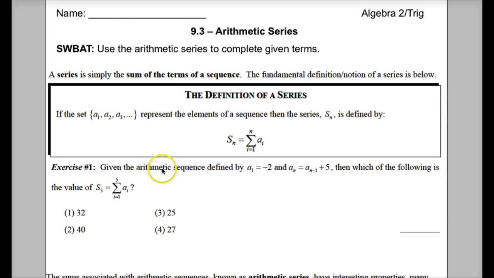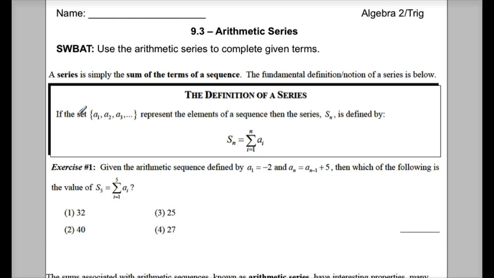All right, we're going to 9.3, which is just arithmetic sequence. We just talked about both arithmetic and geometric. This lesson, we're going to focus a lot on the arithmetic sequences. So, objective today is that students will be able to use the arithmetic sequence to complete a given set of terms. Now, a series is just a simple sum of terms in a sequence.